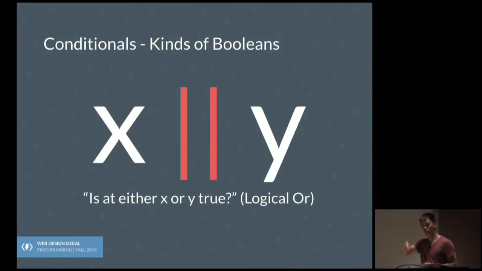Whereas if you have these two vertical lines, this means logical or, meaning that only one thing has to be true in order for this to be true. Now, it could be the case actually that both x and y are true, and the thing is still satisfied, right? Because at least one of them is true. But really, it's just looking for if at least one of x and y, the two things it's comparing, is true. Does that make sense?